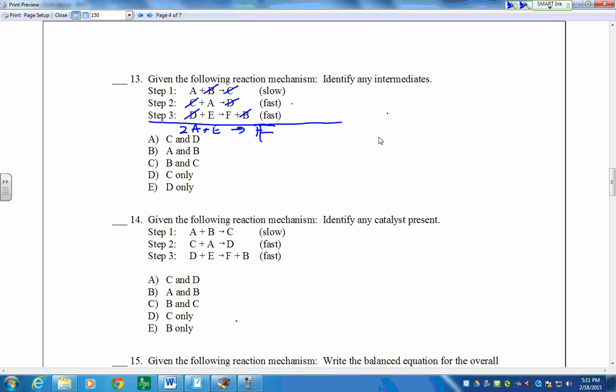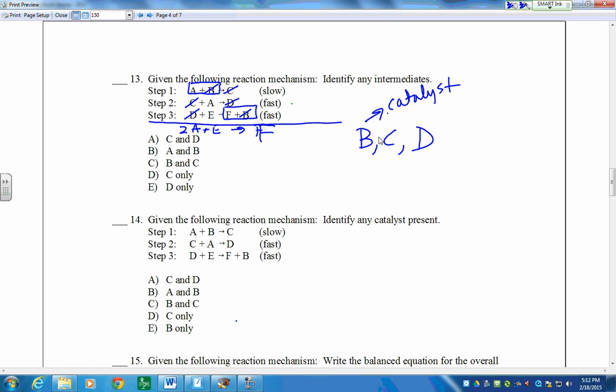So what are the intermediates? Now, I've crossed off B, C, and D. But 2 of those are intermediates, and 1 of them is a catalyst. What's the difference between an intermediate and a catalyst? Catalysts are there in the beginning of the very first step, and they regenerate at the end of the last step. That means B is a catalyst. Intermediates aren't there in the beginning, they aren't there at the end, and they're in the middle, but they get crossed off.